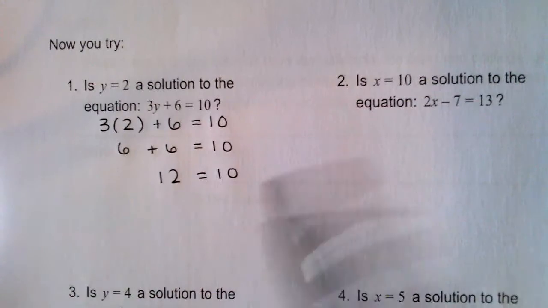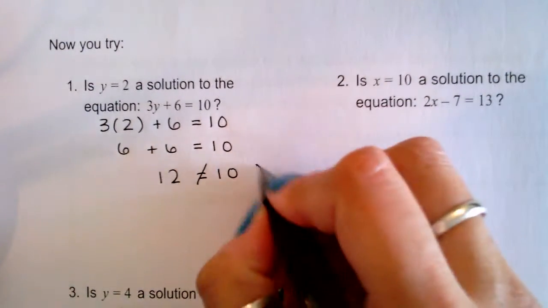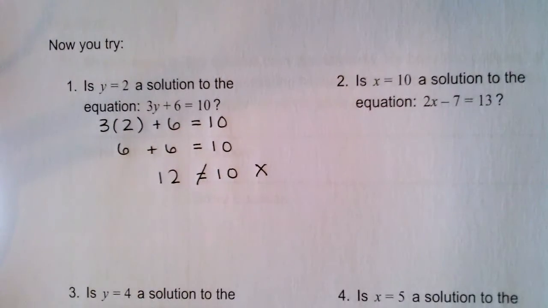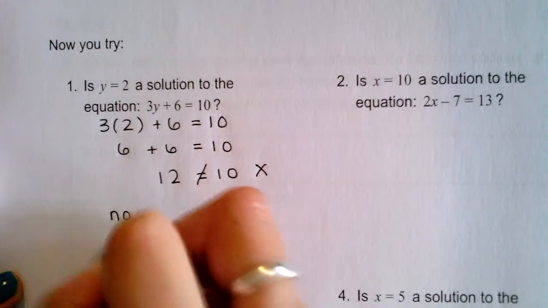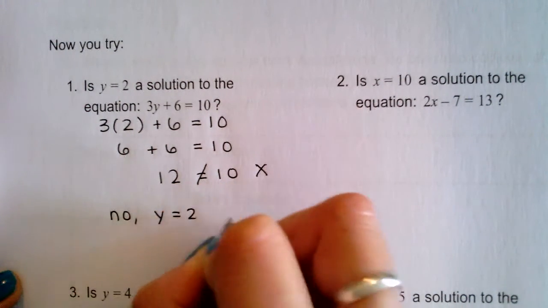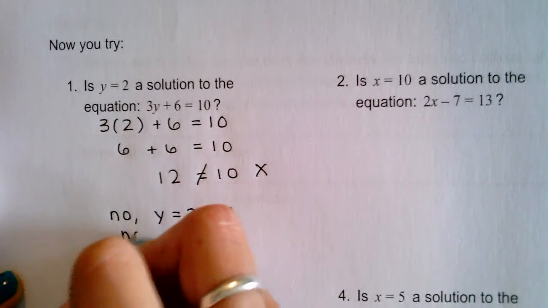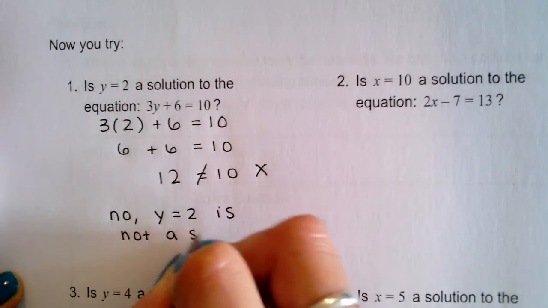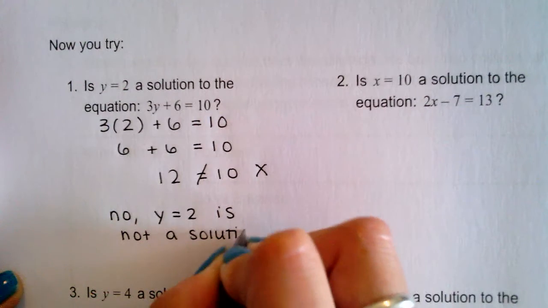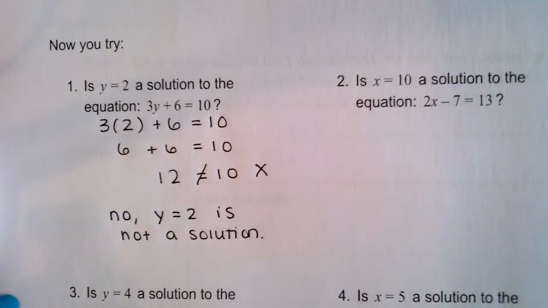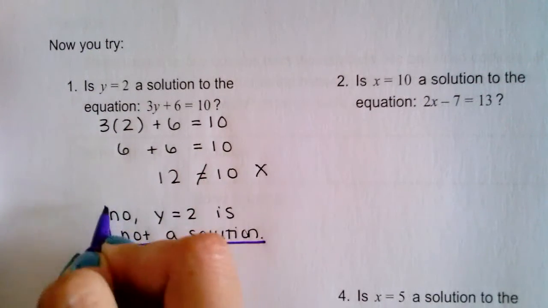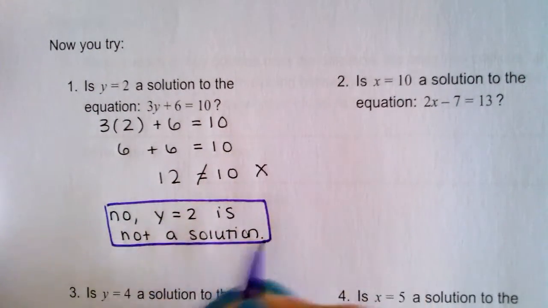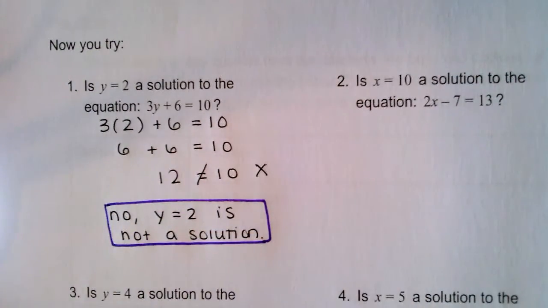Are they the same number? No, they are not. They are not equal to each other, right? 10 is not equal to 12. So the answer to this question is no. y equals 2 is not a solution. So that is our answer. Once again, the work is showing whether it comes out to be the same number, and they were not the same number.